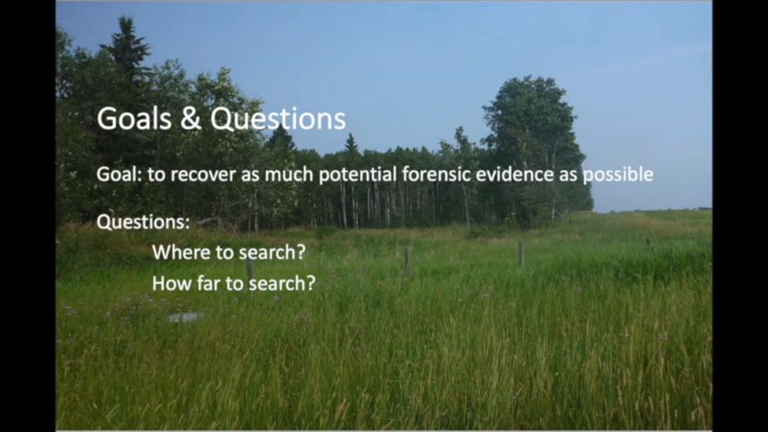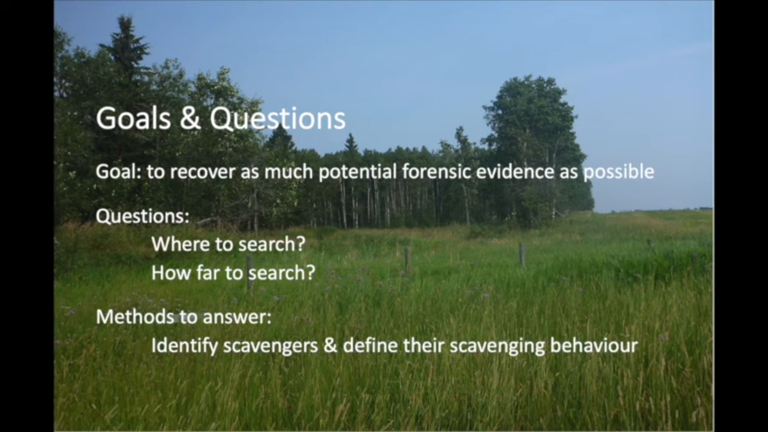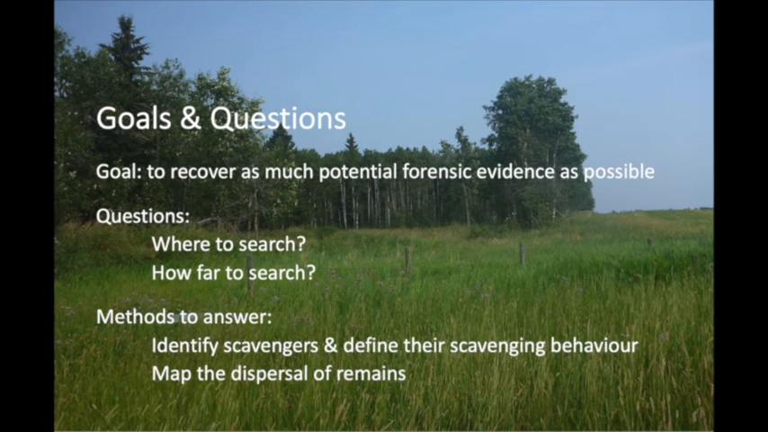To help answer these questions, Sherry wants to identify the scavengers and their scavenging behavior to figure out who may have influenced the movement of this evidence, and then also to map the dispersal of the evidence so we know where it went. By identifying the scavengers and their scavenging behavior and mapping the dispersal of the evidence, we hope to see patterns and be able to answer the two questions of where and how far to search for the remains so that we can answer this for law enforcement.